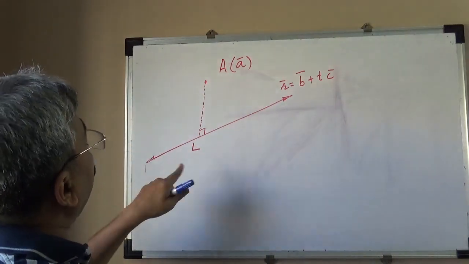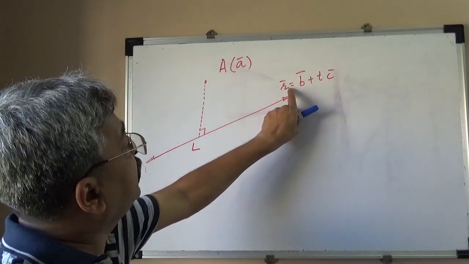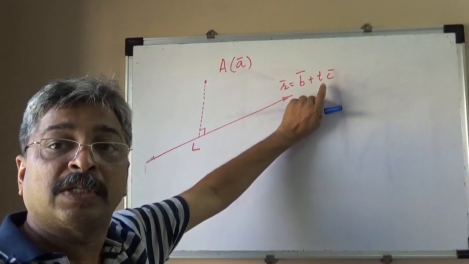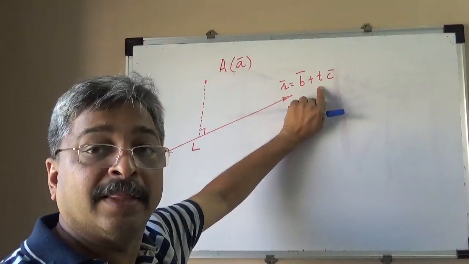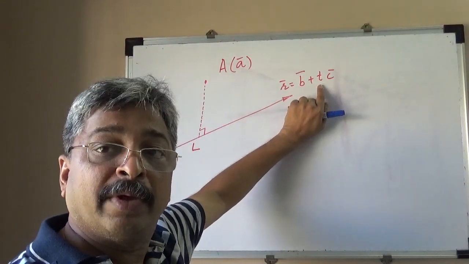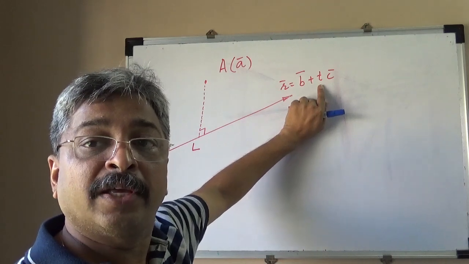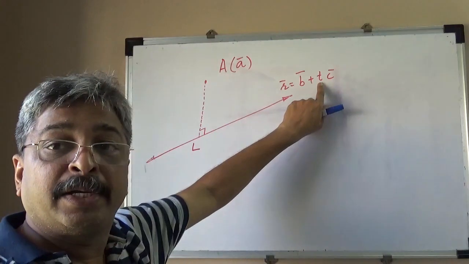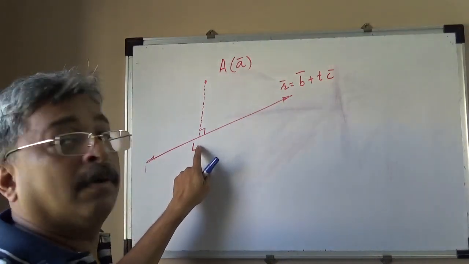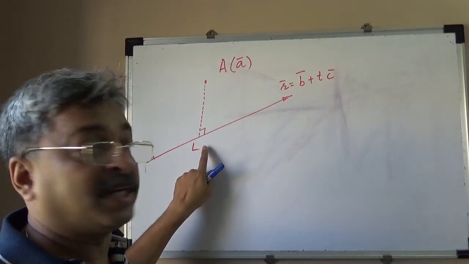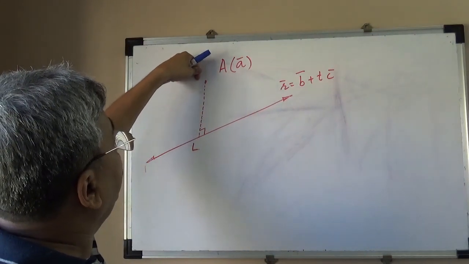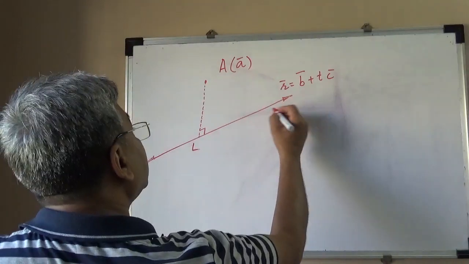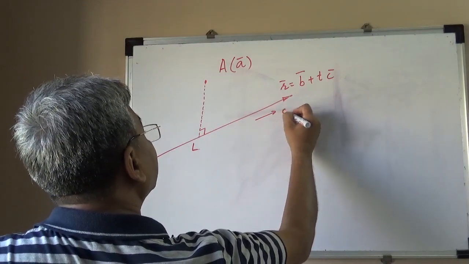Now any point on this line is represented by this, so L is going to be B plus TC for some specific value of T. Again, you try your level best to find this distance, else you watch this. So for a suitable parameter T, point L is going to be fixed when the perpendicular AL is perpendicular to this. What is this vector, by the way? This vector is C.